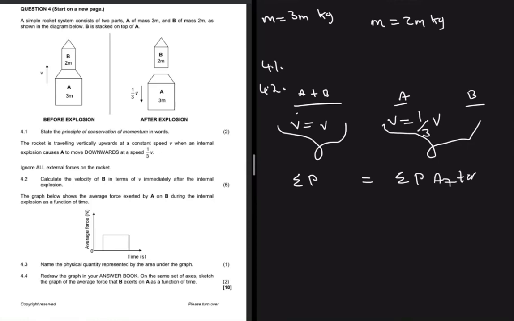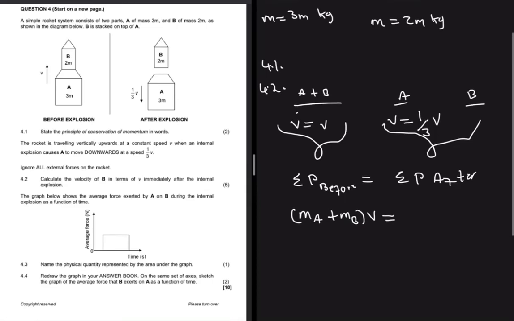That's what the conservation of momentum states: the sum of the momentum before is equal to the sum of the momentum after, if the system is isolated or closed. And then the question says ignore all the external forces on the rocket, so that tells us that the system is closed. Okay, so before, the masses are together, right? So that will be m of body A plus m of body B, and they're traveling at the same velocity. That's what the question states.